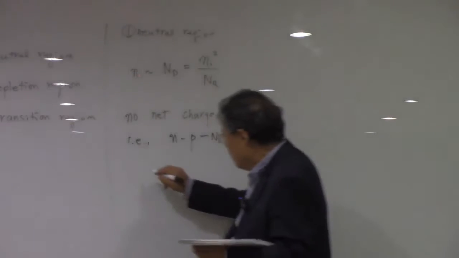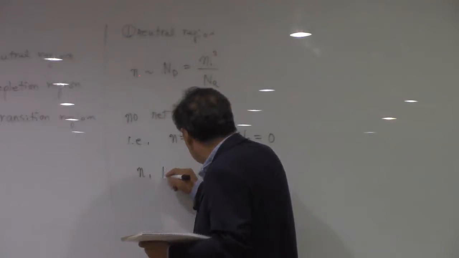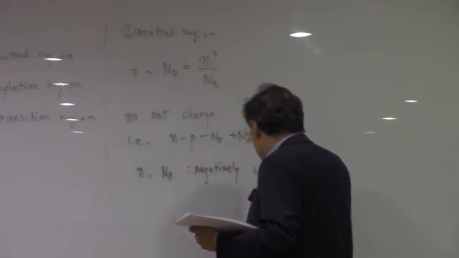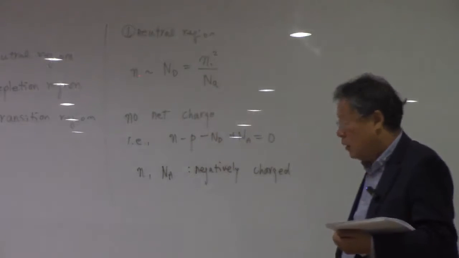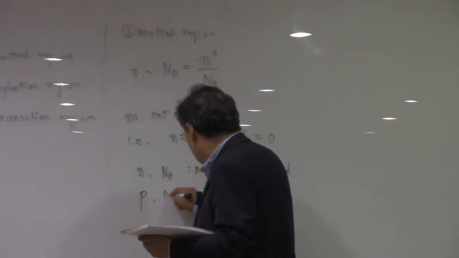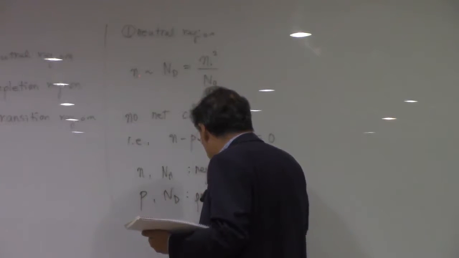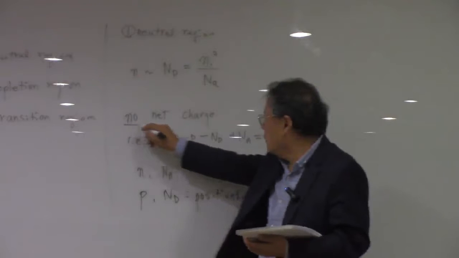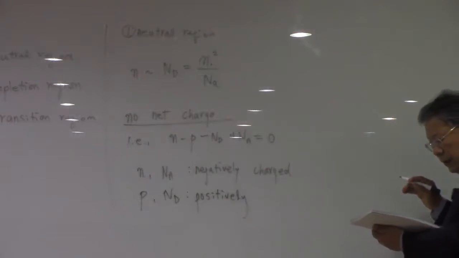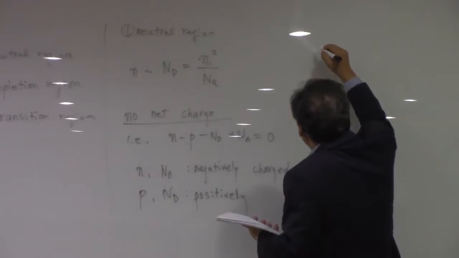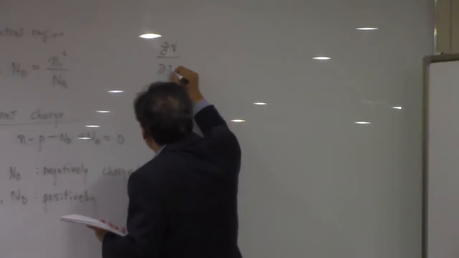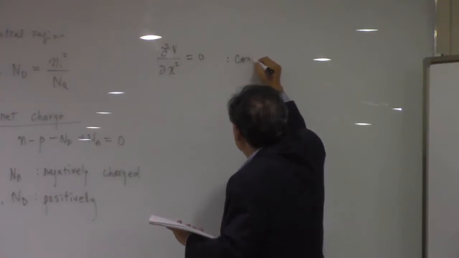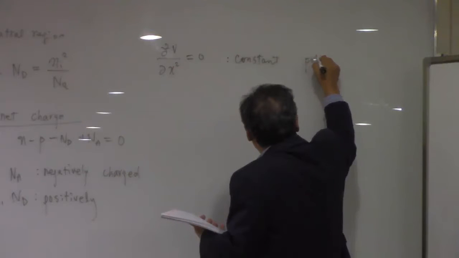So electrons and acceptors are negatively charged particles, and holes and donors are positively charged particles. So there's no net charge in the neutral regions, okay? And it means we are going to have a constant potential. The second derivative of the potential should be zero, constant potential.